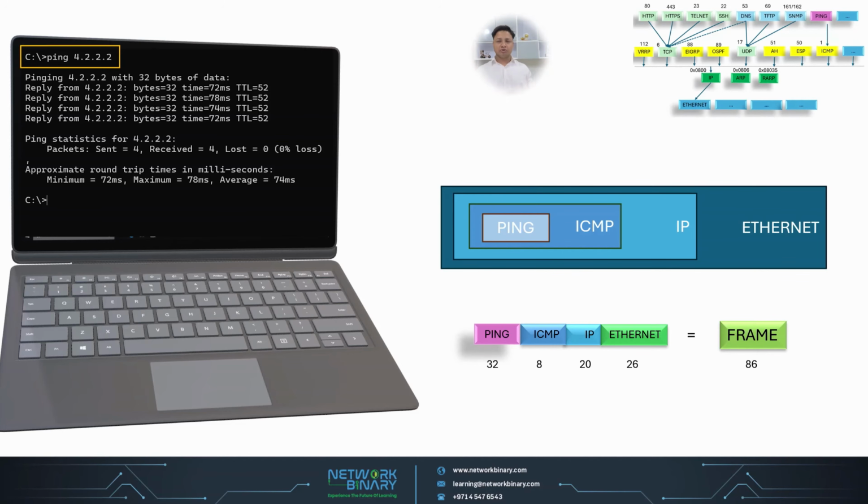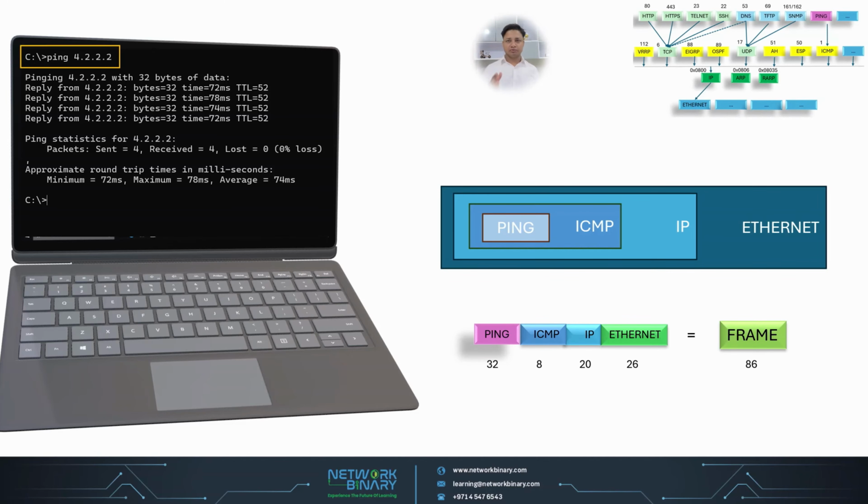But on the screen, what you see here is not the frame which I'm sending to the destination. This is what I'm receiving from the destination. That's the reason you see a reply from 4.2.2.2. The data size which I'm getting in that ICMP is 32 bytes, and it took 72 milliseconds to come back to me.